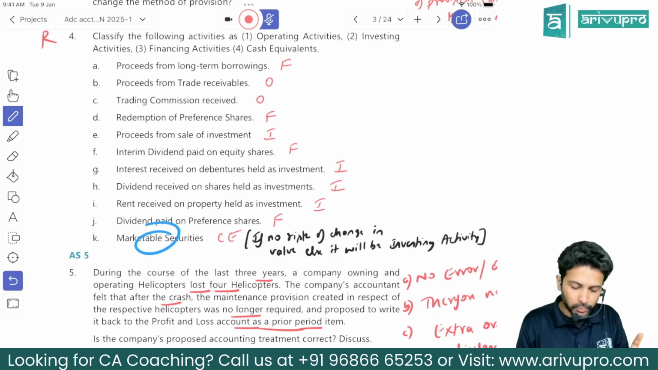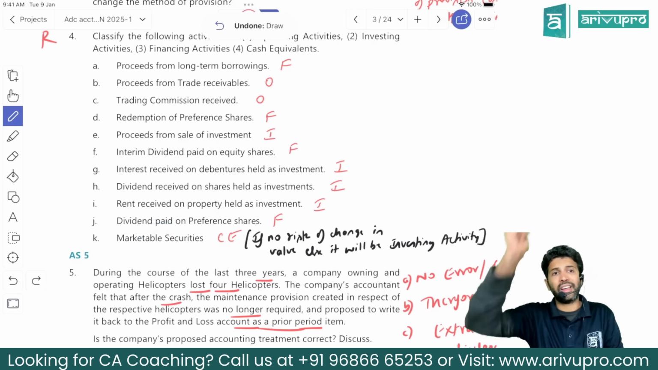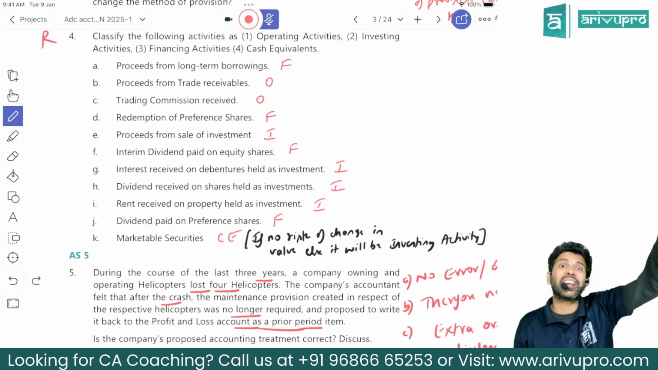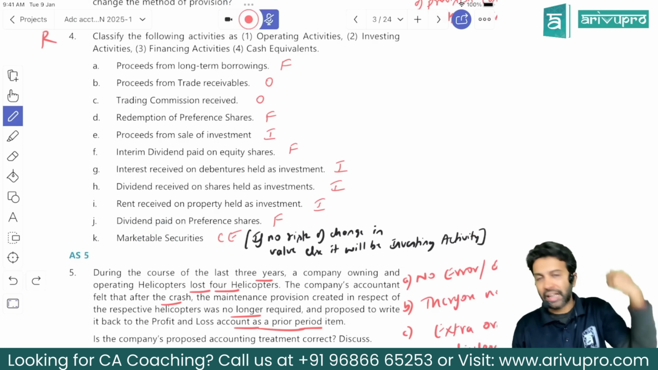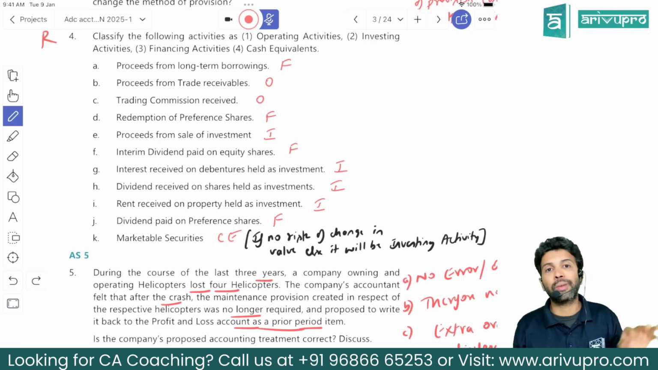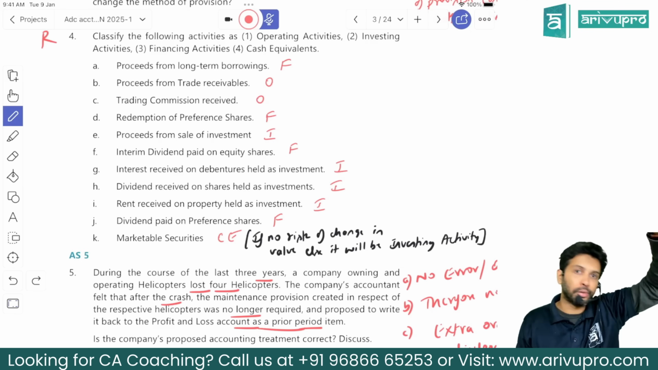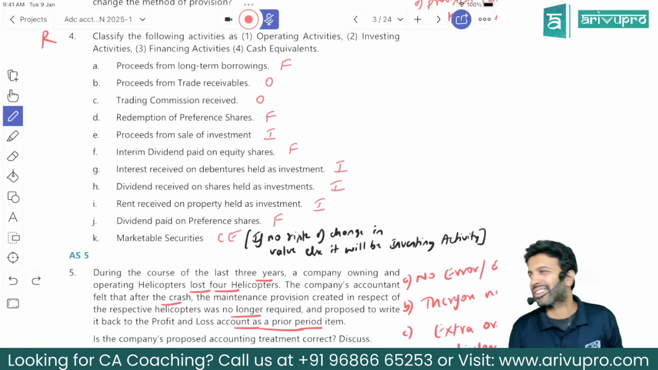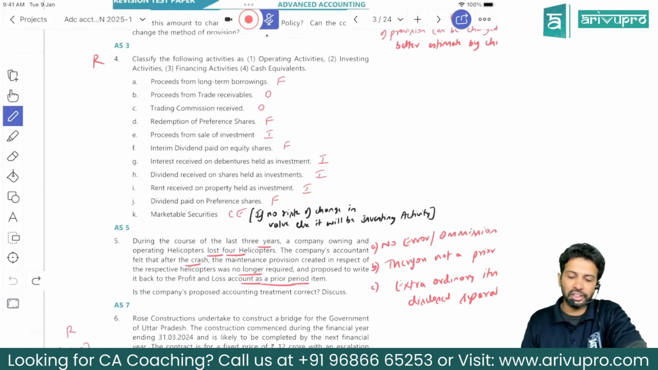But in one of the problems we had done, they had given marketable security. In bracket, they had told it has significant value change risk. If it has significant value change risk, is it cash equivalent? No. There in our class notes, we had written not a cash equivalent, if you remember. That way, this adjustment is a little different. Rest everything is pretty straightforward.